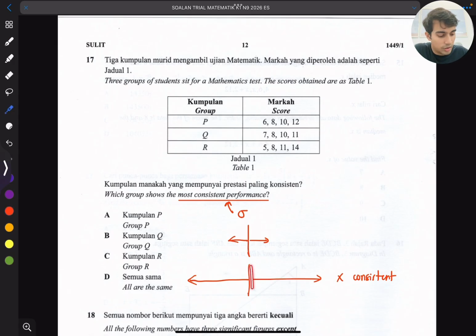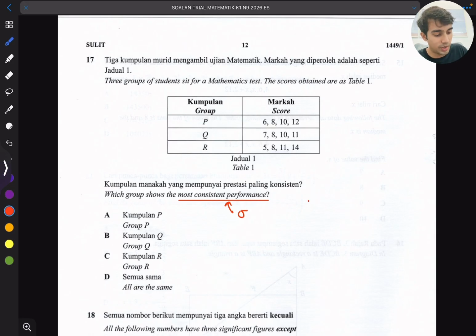This is your mean marks, this is what you always get, but not always consistent. Sometimes you get way lesser, sometimes way higher. So here we need to find the standard deviation to find who is the most consistent. The lesser the standard deviation, the more consistent. You always stay around the mean. We need to find 3 standard deviations.